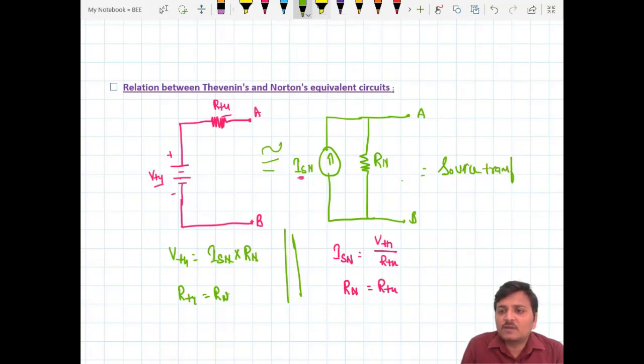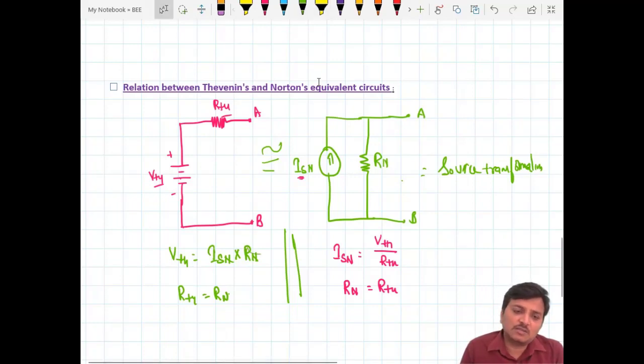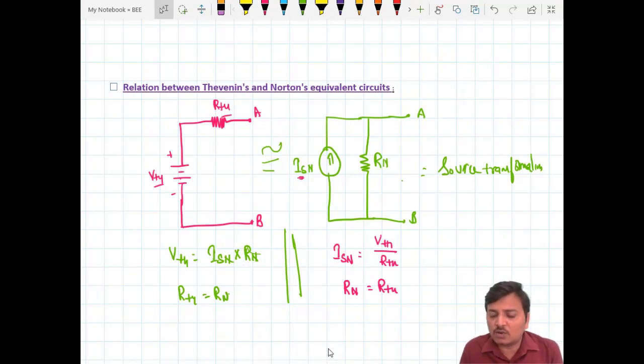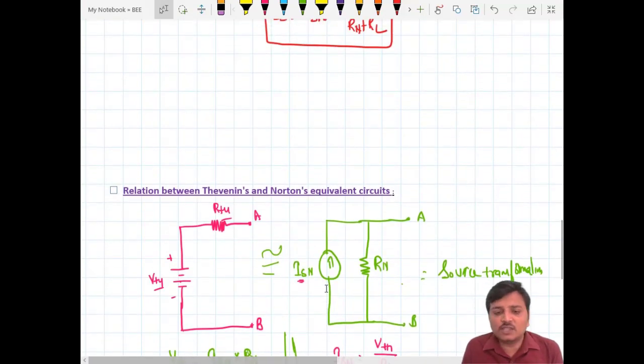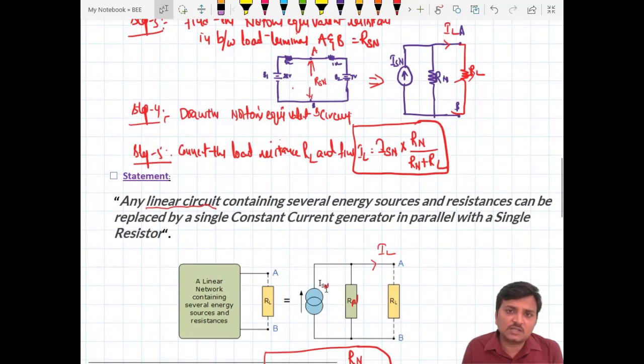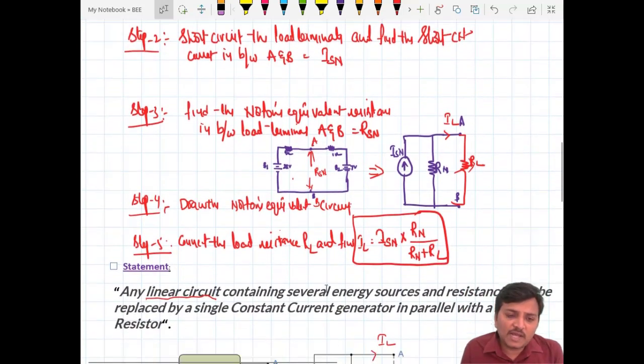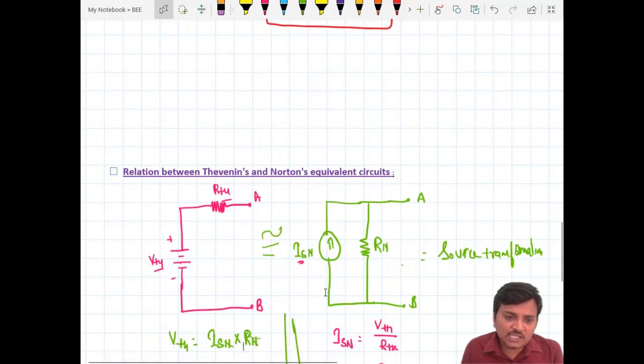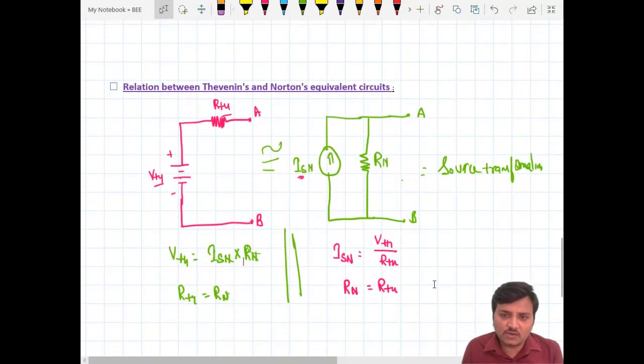What is meant by source transformation? From a voltage source we can convert to a current source, and from a current source to a voltage source, using these relations. That's why you can call this the relation of source transformation, right? So by using this process, we can easily convert from Thevenin's equivalent circuit to Norton's equivalent circuit, and from Norton's equivalent quantities to Thevenin's equivalent quantities. With this, I am closing the Norton's equivalent explanation: the simple procedure, how to apply Norton's theorem, and the relation between Norton's theorem and Thevenin's theorem. So thank you very much.